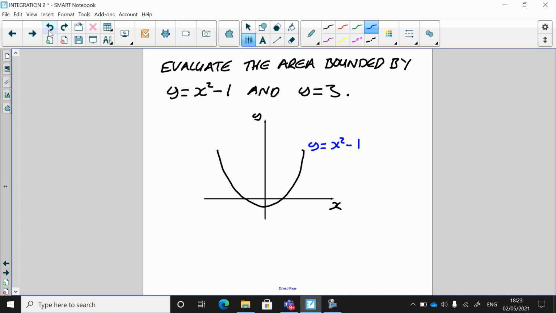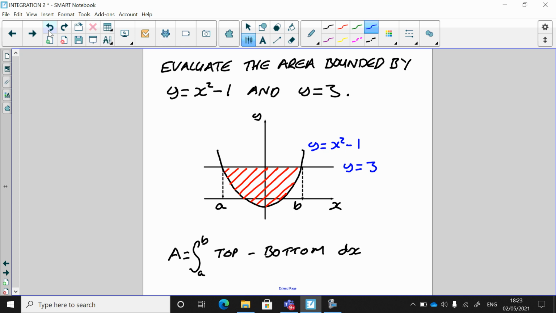x squared take away 1 and y equals 3, and it's the area bounded by these curves. Okay, so a few things we need to know here. Left and right limits of the region bounded, but I'm going to refer to them as A and B. And the hatched area in red, or whatever colour that appears to you as, that's what we're going for. So the little formula we're going to go for there is the area from A to B of top minus bottom.